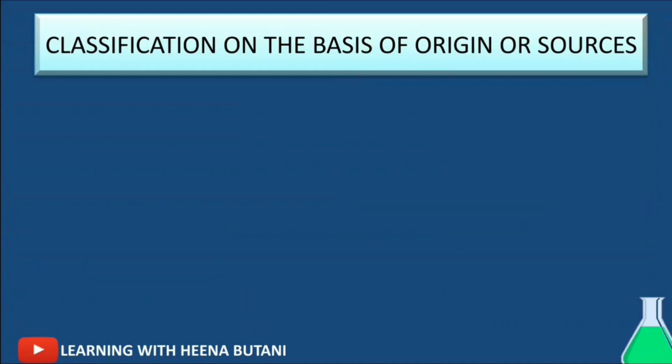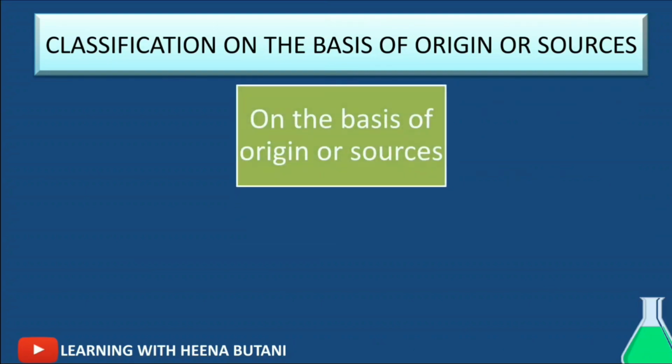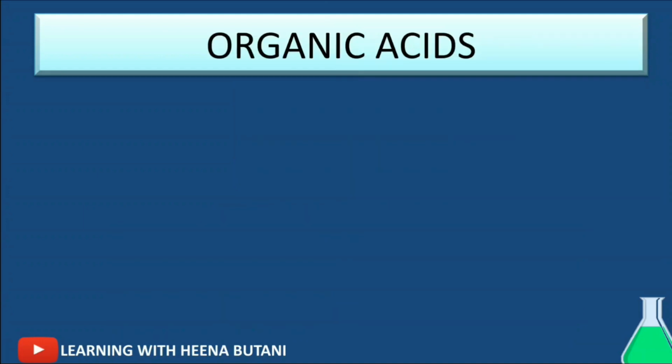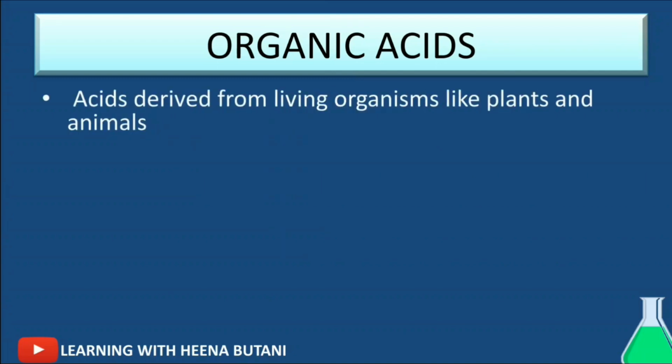So first one is classification on the basis of origin or sources. On the basis of origin or sources, acids are classified as organic acids and mineral acids. First is organic acid. Now what is organic acid? Acids derived from living organisms like plants and animals are called organic acids. And we come across many examples in our day-to-day life. We shall recollect over here some examples.